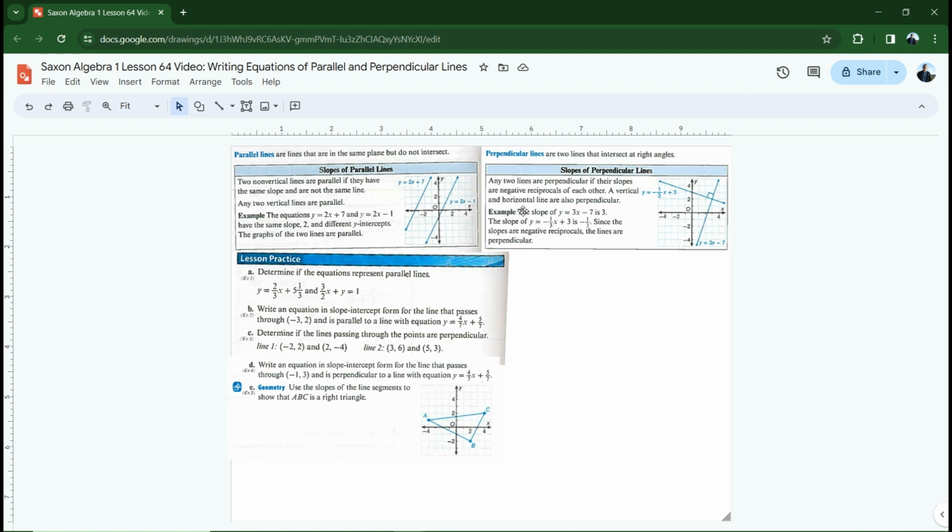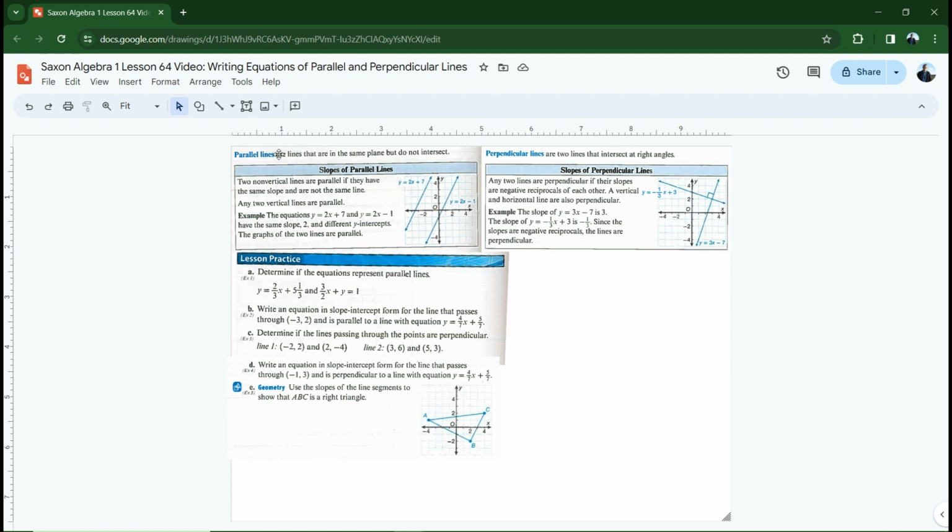Now let's take a look at these slopes. The slope of y equals 3x minus 7 is 3. Think about it. If the slope of one line is 3, what does the slope of the perpendicular line have to be? The negative reciprocal, negative 1/3. Okay, the slope of y equals negative 1/3 x plus 3 is negative 1/3. Since the slopes are negative reciprocals, one is negative, one is positive, one is 3, one is 1/3, that means that the lines are perpendicular.